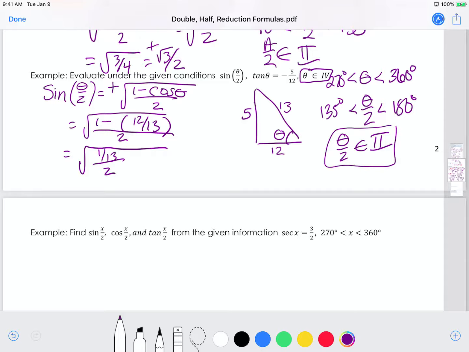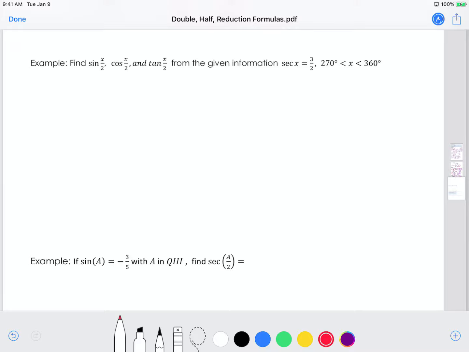And then I'm going to multiply everything by 13 under the square root so that I can get rid of my complex fraction. So that's going to give me 1 over 26. So my final answer is going to be positive square root of 1 over 26.